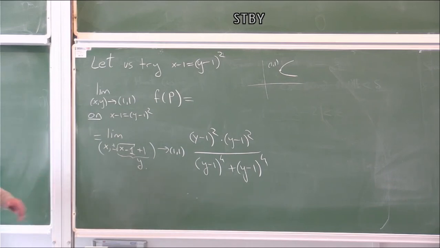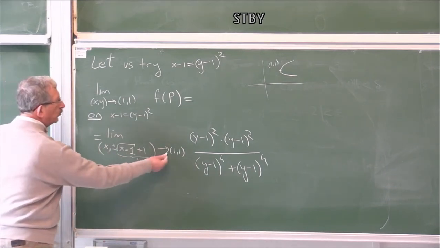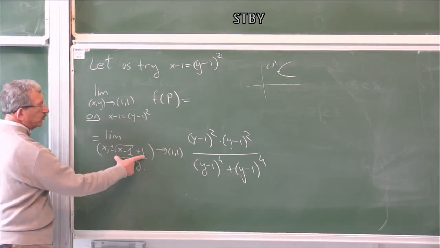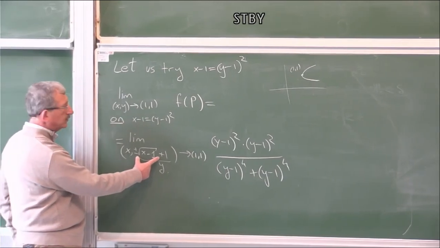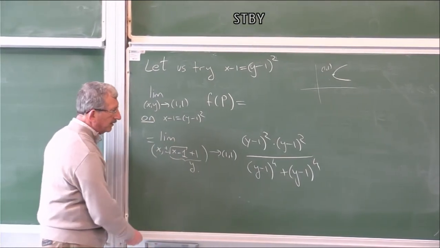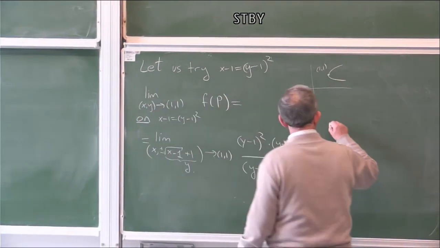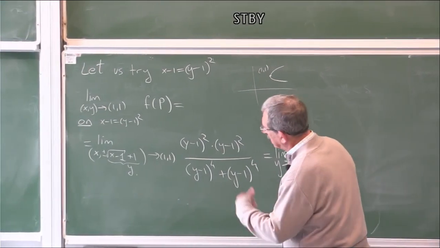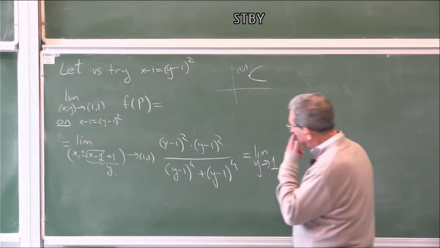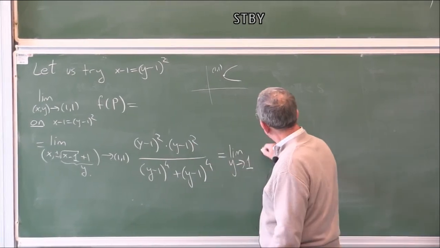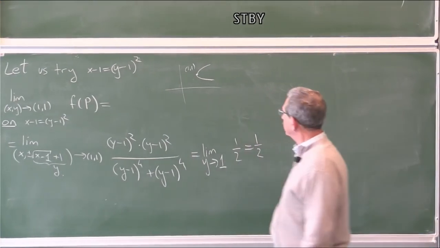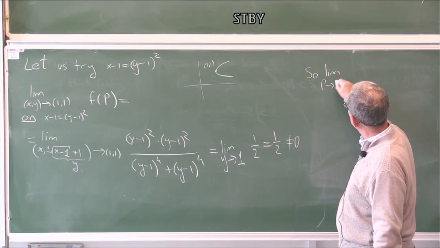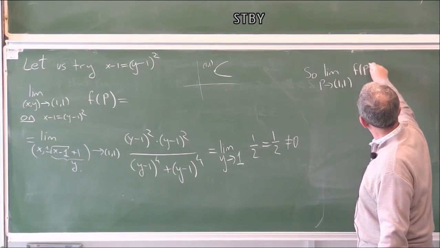That was our goal. Let's look at this limit. X goes to 1, the first one. The second one says y goes to 1. Well, here y goes to 1 means the other term goes to 0, so x goes to 1. So it's the same thing as y going to 1. Cancel everything, 1 over 2, so it's 1 over 2. Different from 0, so the limit as p goes to (1, 1) of f of p does not exist.